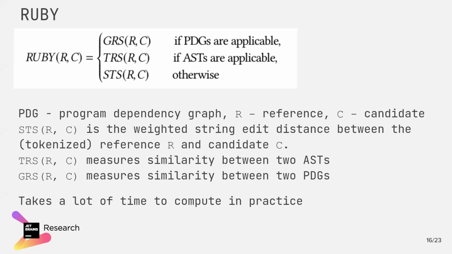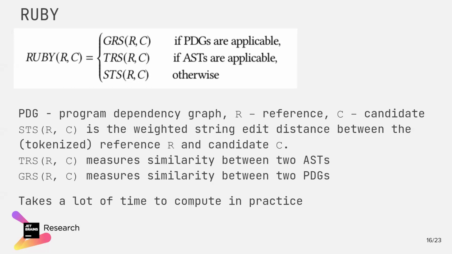Finally, if we also cannot build an AST, then the metric score is given by the STS, which is a string edit distance between the tokenized reference sequence and the tokenized candidate. And as such, it can always be computed. A particular feature of Ruby that you should keep in mind if you want to use it is that GRS and TRS may take some time to compute, at least in my experience.